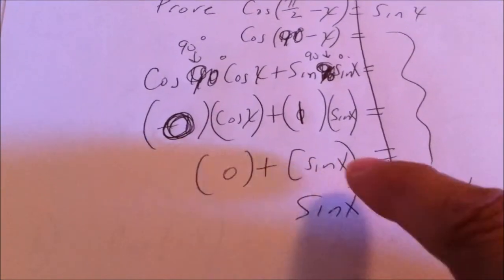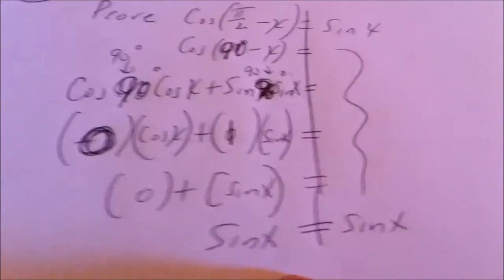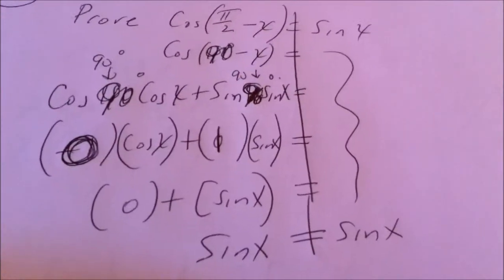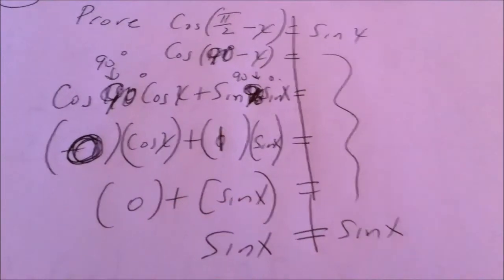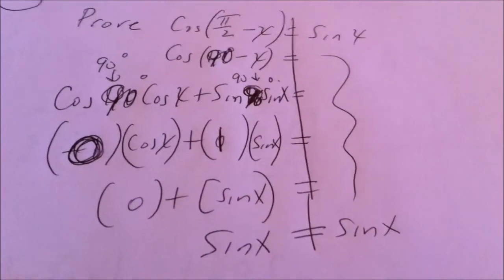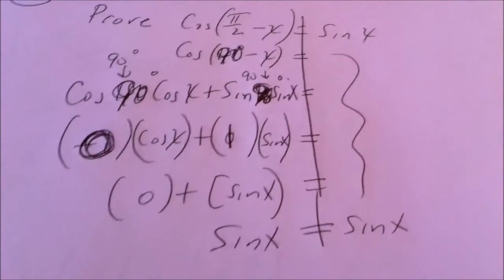And this makes me happy because 0 plus sine of x is sine of x. That's exactly what we were trying to prove. So sine of x is indeed equal to sine of x, and my proof is completed. So that's like an abstract one with a difference formula.